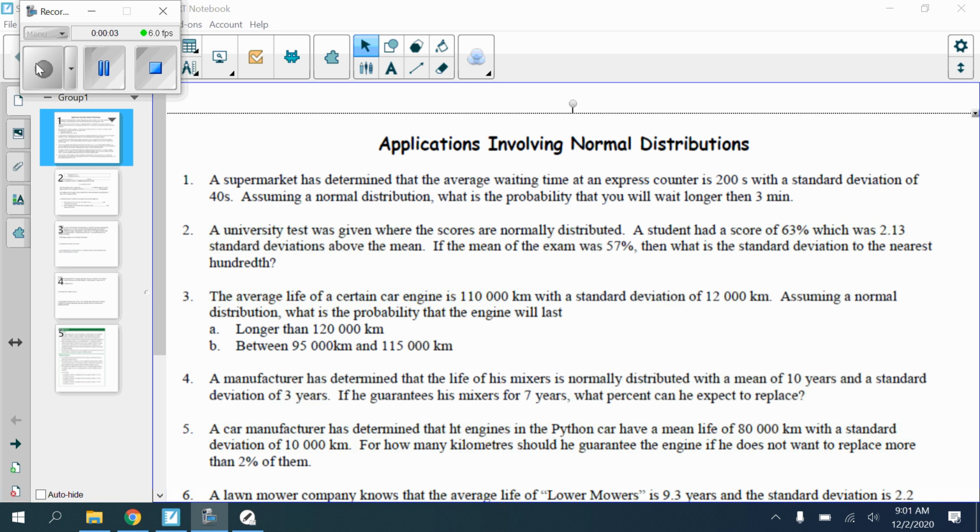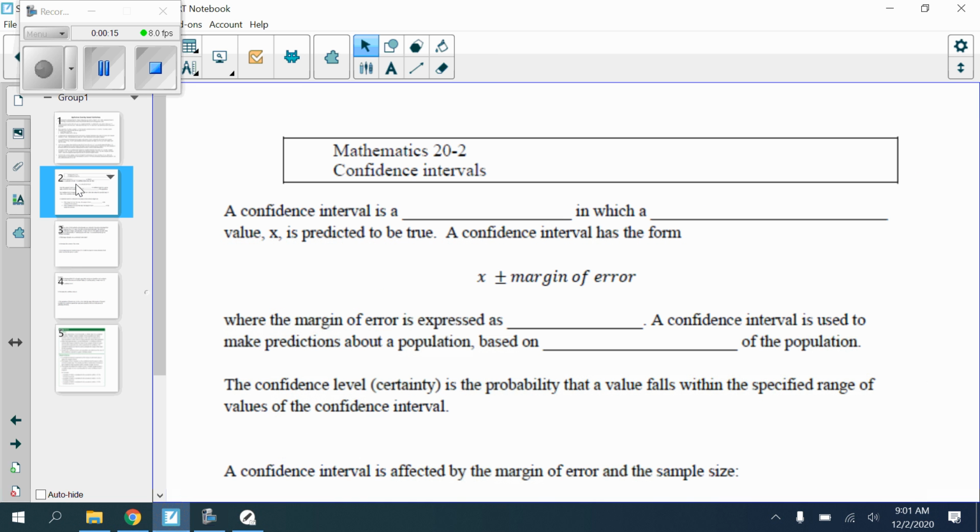Hello, Math 20s. This is going to be the last lesson for the statistics unit. It's called confidence intervals, which you'll see there's a page that looks like this.